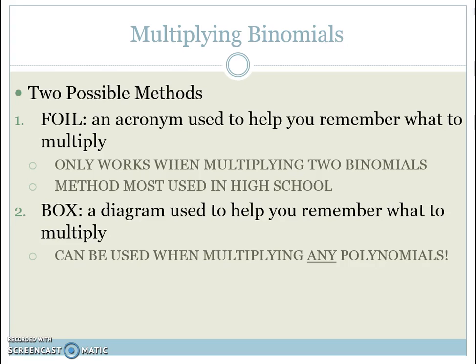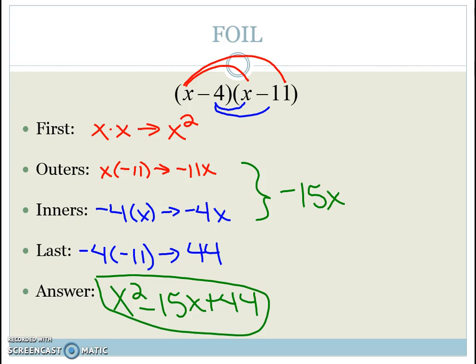The second method is the box method. It's a diagram used to help you remember what to multiply. This method can be used when multiplying any kinds of polynomials. So I'm going to show you both ways. The first one is we're going to multiply binomials. Binomials means two terms times two terms. It is using the distributive property.